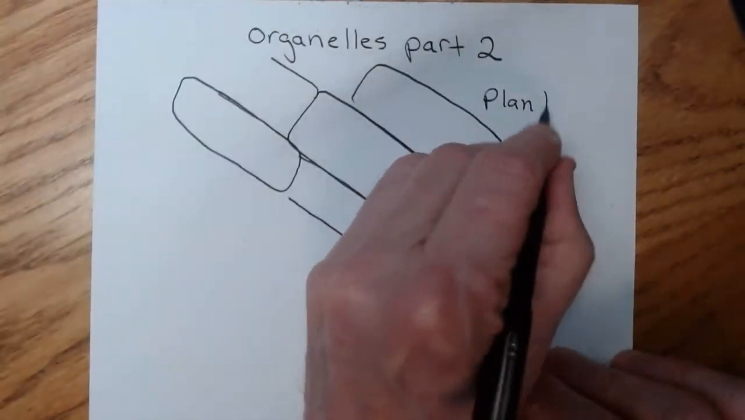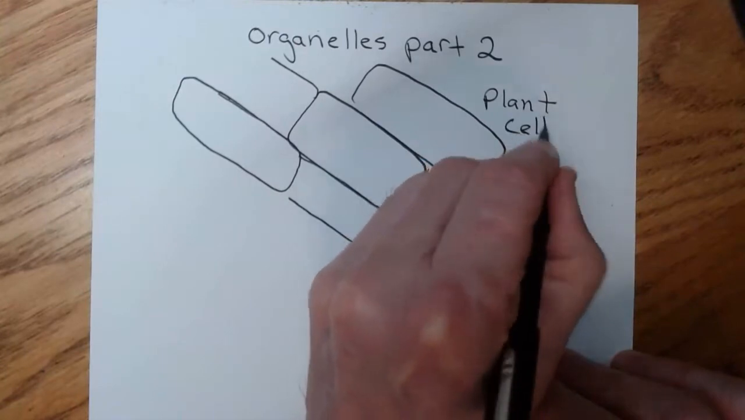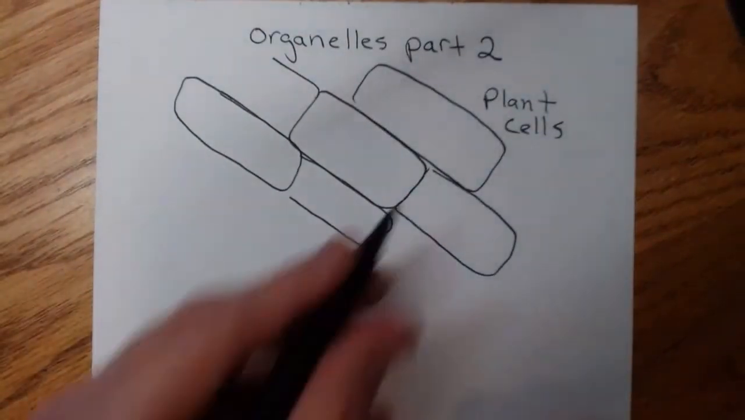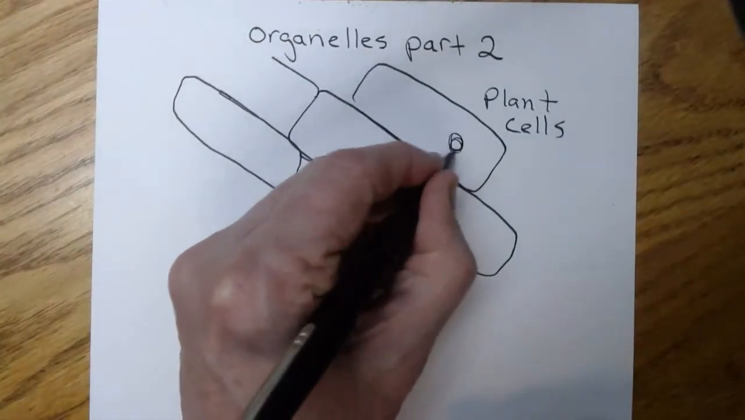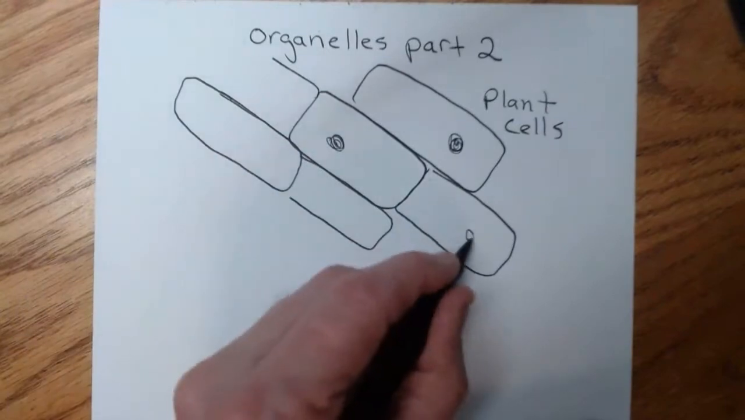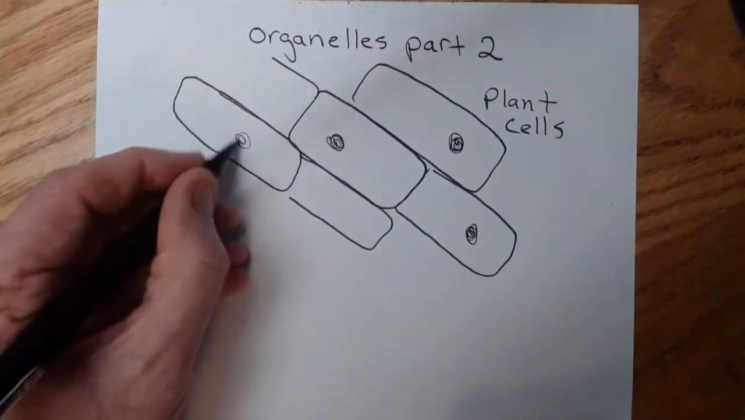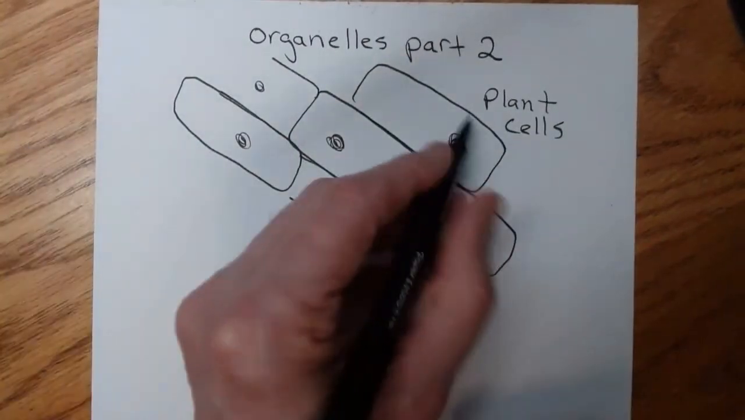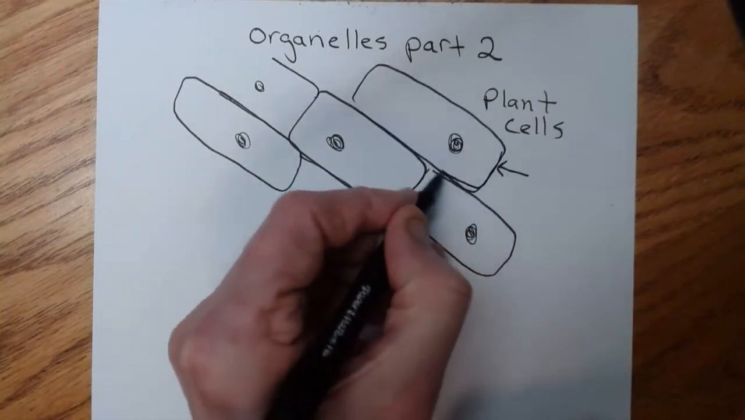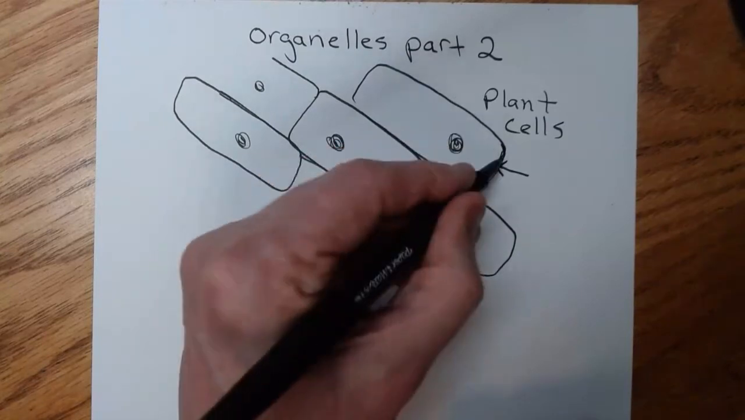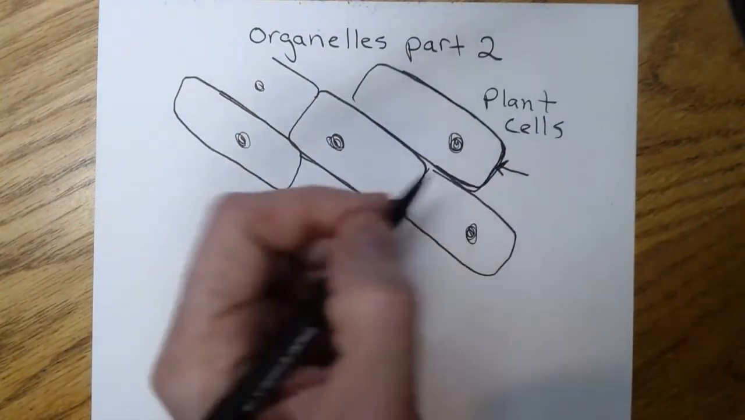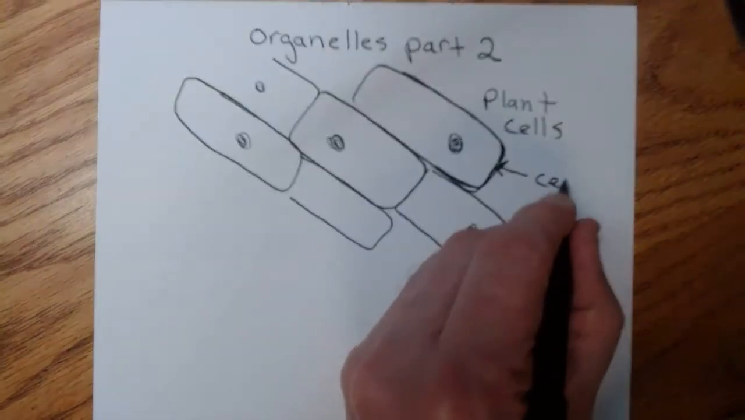Plant cells. What a plant cell has that an animal cell doesn't have? It has the nucleus, but animal cells have that too. And it has endoplasmic reticulum and all that kind of stuff. But what is this thing called? This rigid structure that is on the outside of the membrane, that the membrane is inside of. That's right. It's called the cell wall.